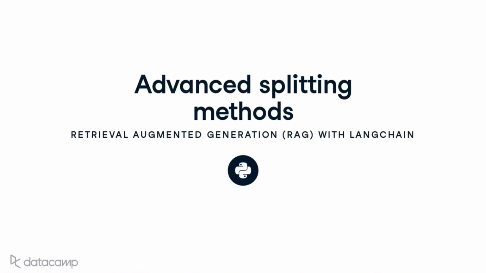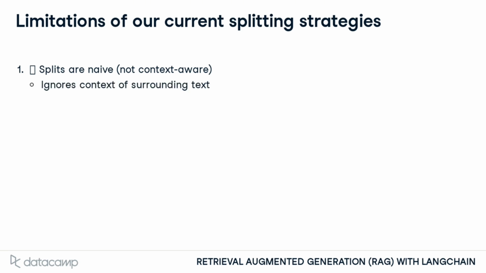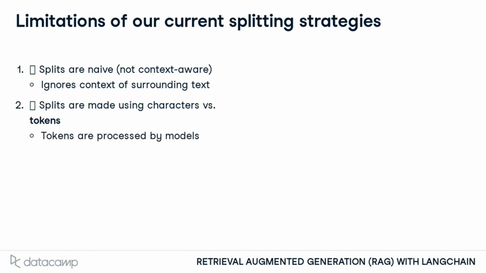Now let's level up our document splitting. Our current approach for splitting documents with character text splitters has a few limitations. These splits are effectively naive because they are executed without considering the context of the surrounding text. This means related information will potentially be stored and processed separately, which will lower the quality of our RAG application. Splits are also made using characters rather than tokens. Recall that the language models we're using break text into tokens, or smaller units of text, for processing.